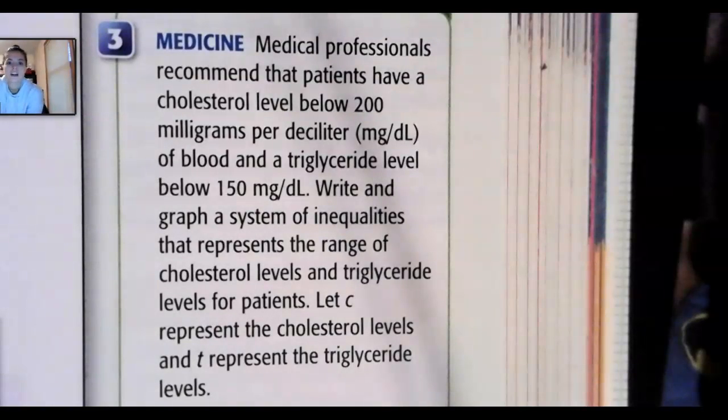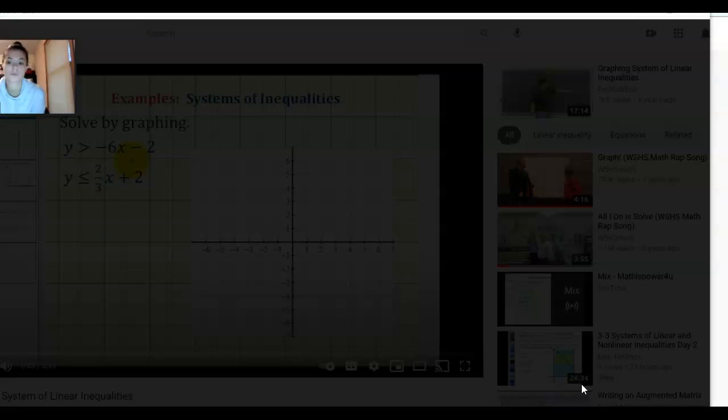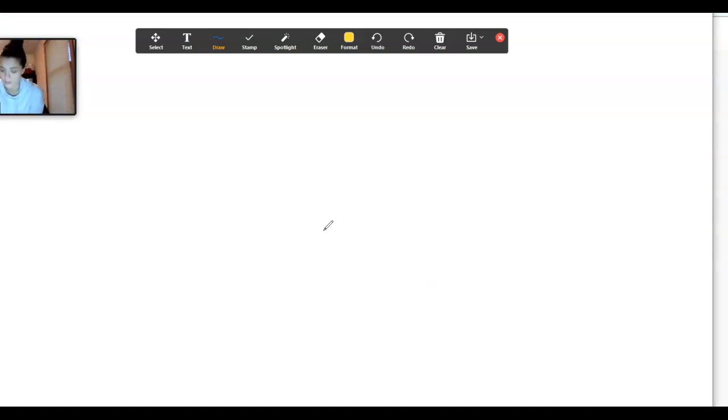It says medical professionals recommend that patients have a cholesterol level below 200 milligrams per deciliter of blood and a triglycerol level below 150 milligrams per deciliter. Write and graph a system of inequalities that represents the range of cholesterol and triglycerol levels for patients, where C represents the cholesterol levels and T represents the triglycerol levels. So what we'll do is walk through that problem.